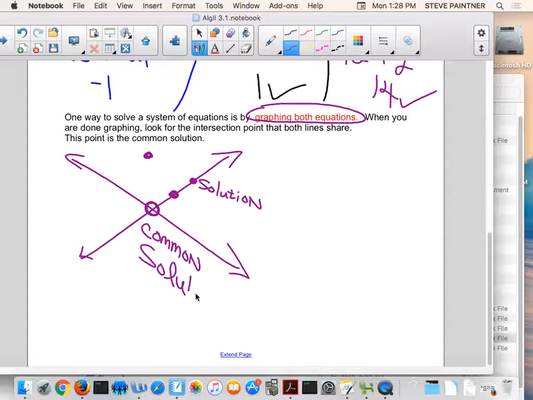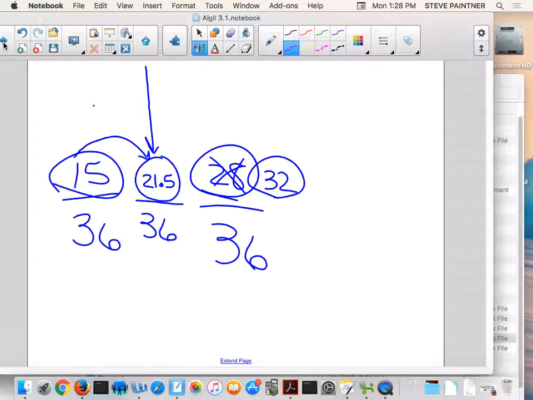So all you care about today is where do they what? Intersect. Where do they intersect? Wherever they intersect, that's the answer. Okay, we're not doing that for another page. We got to still talk a little bit. Okay, here we go.